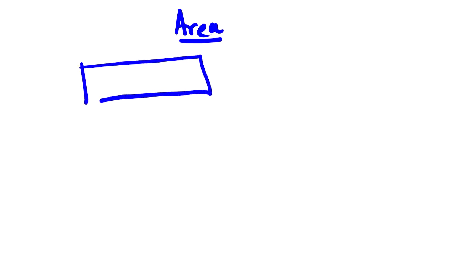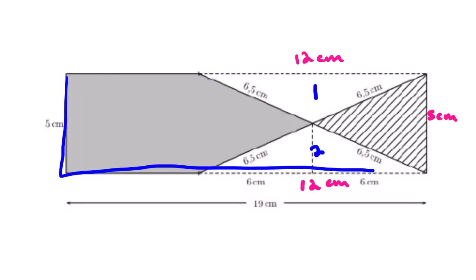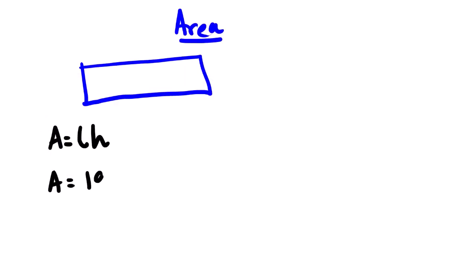So we are looking at the area of the overall shape. We have L multiplied by H. The length here is actually 19 centimeters. So we have 19 multiplied by the height, which is 5. Our area is 95 centimeter squared.